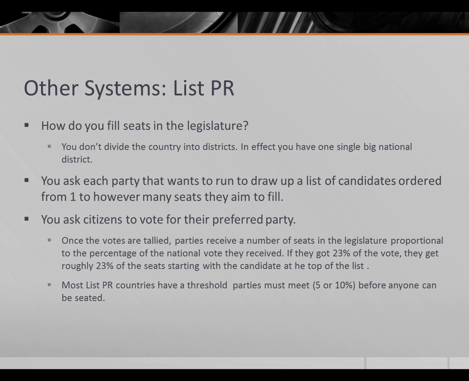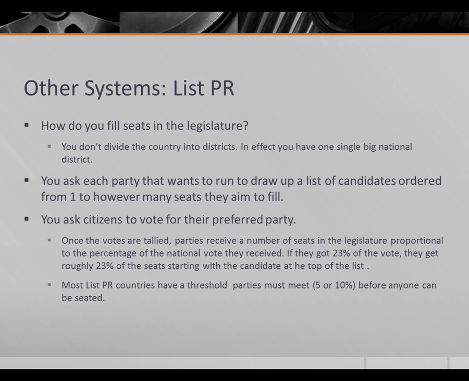Well, by far the most frequent and prevalent alternate system in the world is list PR. So how do you fill seats in the legislature in list PR? Well, you don't divide the country into districts. What you do is you have one big single national district, and you ask each party that wants to run to draw up a list. That's why it's called list PR. And this list contains a ranking of candidates ordered from 1 to however many seats they want to fill. And instead of asking citizens to vote for candidates, you ask them to vote for their preferred party. So they'll vote for the Socialist Party, or they'll vote for the Conservative Party, or the Christian Democrats, or something.